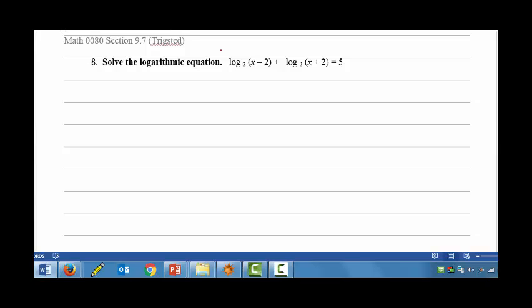Another type of equation that shows up is an equation where not everything, so the previous equations, the only terms in the equation were logarithms. Here we have 2 logarithms and a constant. So we want to use the product property of logarithms for this left side. We want to get a single logarithm on the left side. So this is the base 2 log of x minus 2 times x plus 2. That's what the product property of logarithms would tell us.